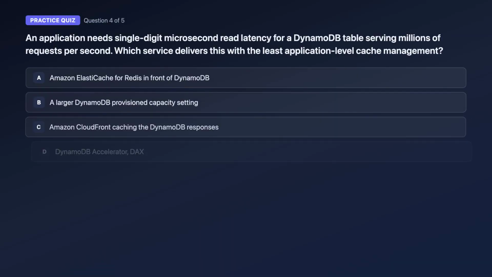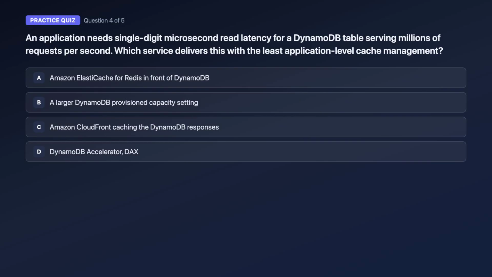Question 4. An application needs single-digit microsecond read latency for a DynamoDB table serving millions of requests per second, with the least application-level cache management. Which service delivers this? Option A, ElastiCache for Redis in front of DynamoDB.